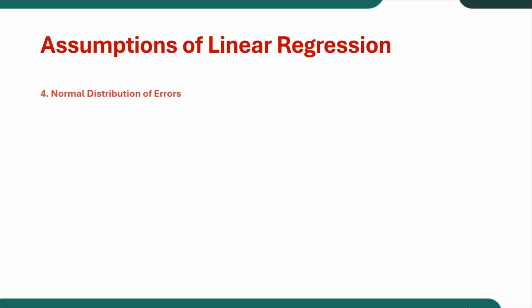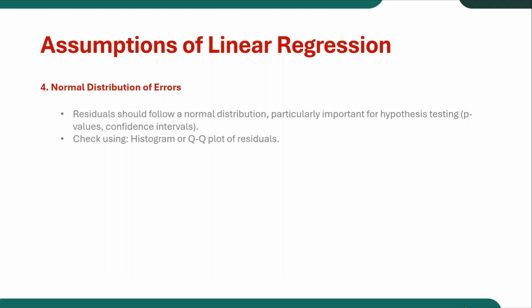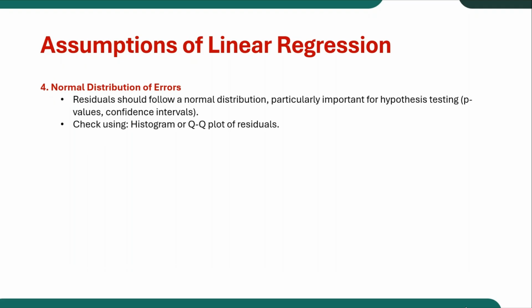4. Normal distribution of errors. The fourth assumption is that the residuals, or the differences between observed and predicted values, should follow a normal distribution. This is particularly important for making valid statistical inferences like p-values and confidence intervals. We can check this using a histogram or a QQ plot of the residuals to see if they follow a bell-shaped curve.